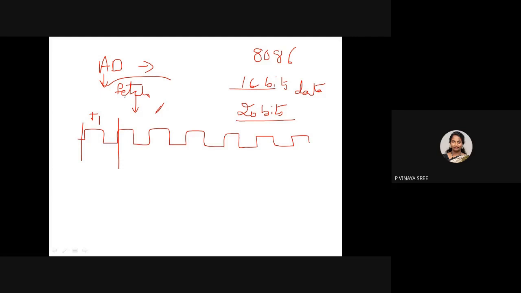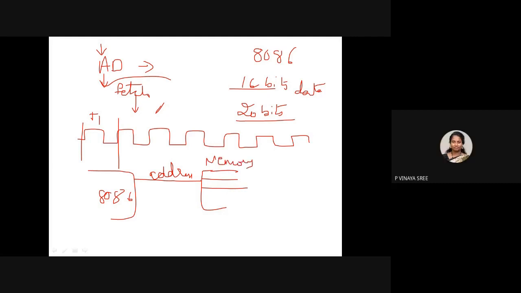For fetching, you must know the address. So among these two, you must know the address first. In timing signal T1, address will be activated, so that on one side you will have the processor, and on the other side you will have the memory. For the first timing signal, your address will be activated. If you go to that address, what is this side? Yes, this is memory. So your address will be activated, and if you go to that address, you will get an instruction.